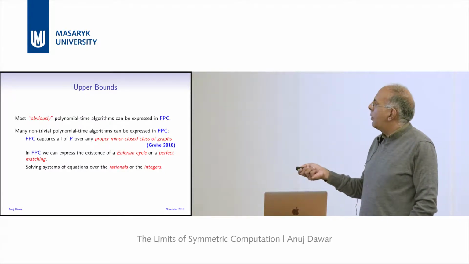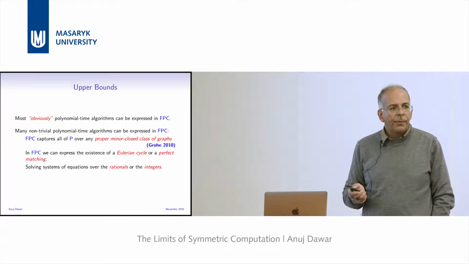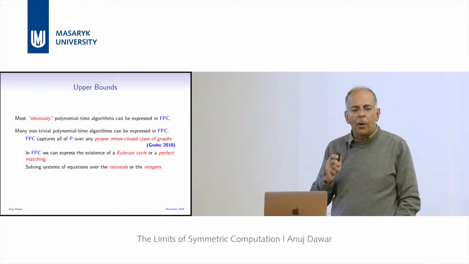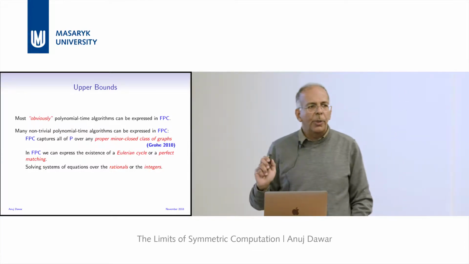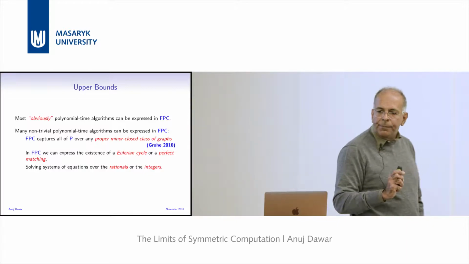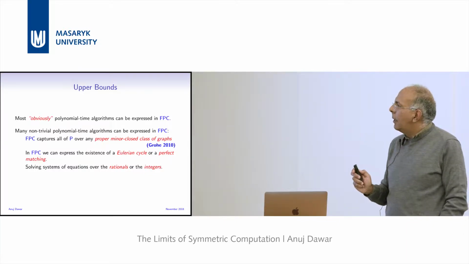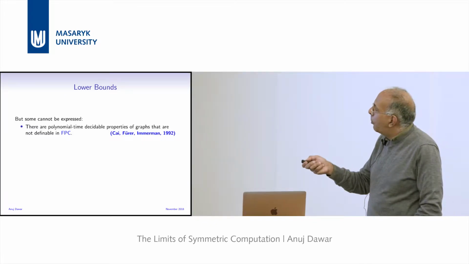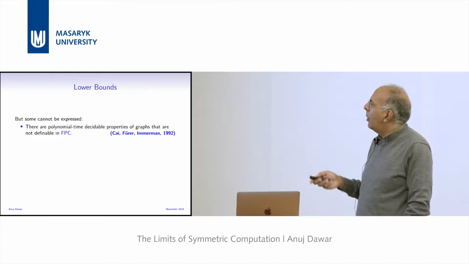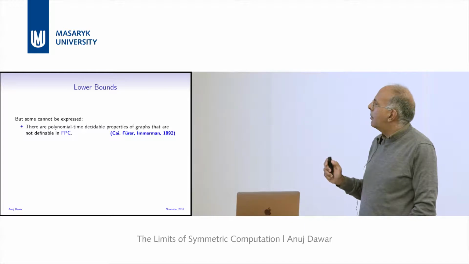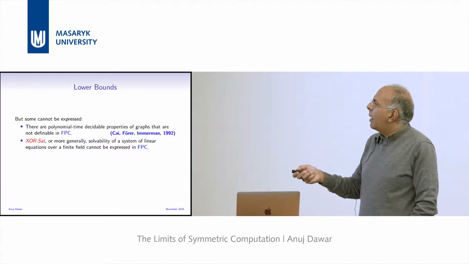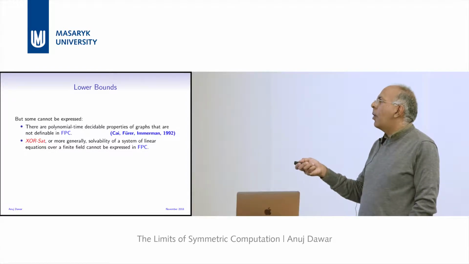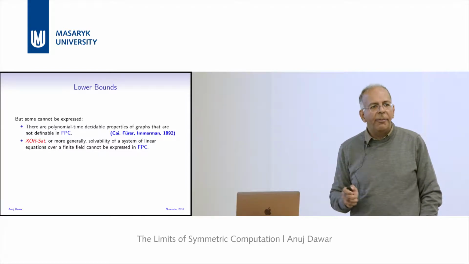Solving systems of equations over the rationals or the integers, which I told you right at the beginning are polynomial time, you can in fact show they're also in FPC. But there are in fact still polynomial time properties which are provably not in FPC. This was already known 25 years ago in some sense by Cai-Fürer-Immerman, but maybe a more natural problem, XOR-SAT, or simply solving systems of linear equations over a finite field.